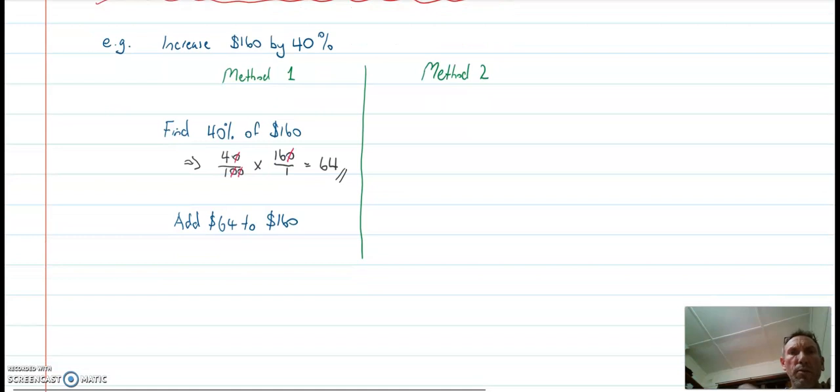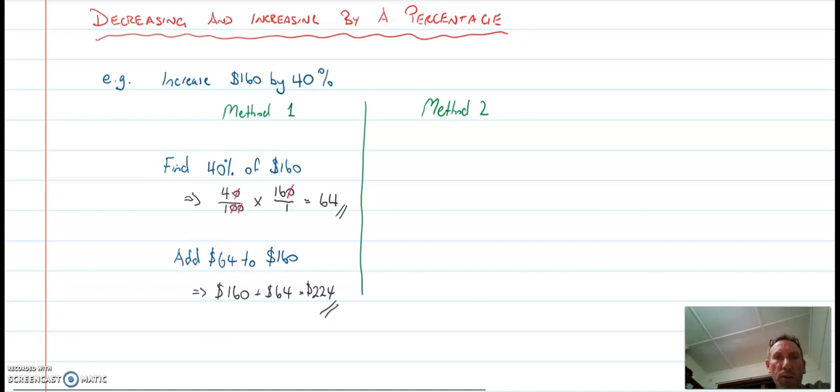So therefore, what is that? That is $160 plus $64. That gets me $224. Okay, so there we are. I've increased 160 by 40%, and I've got $224. How did we do it? Well, we just found 40% of 160, that was 64, and we added that on to the 160, got me 224. Great. Okay, let's have a look at method two.